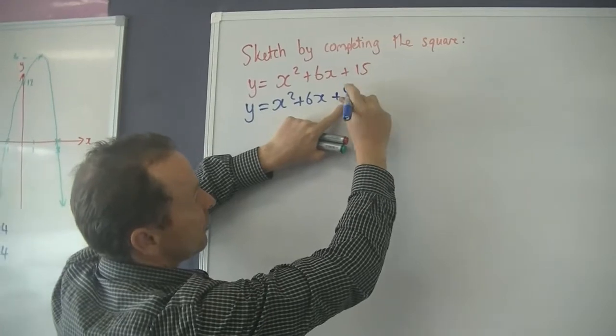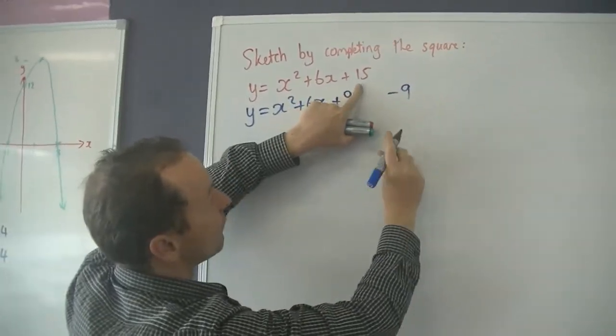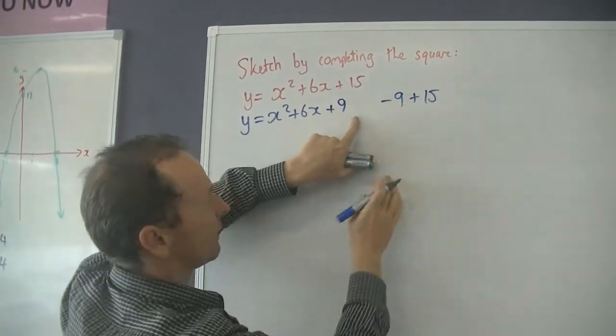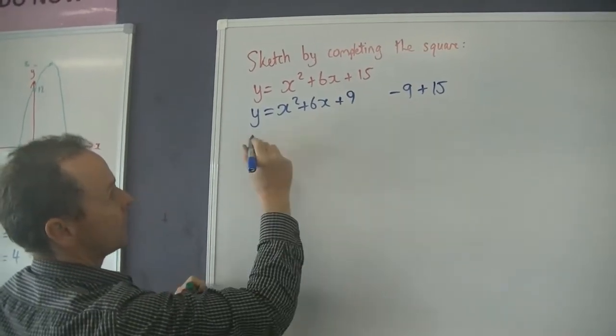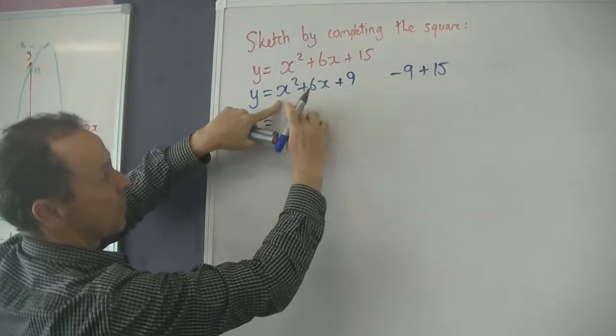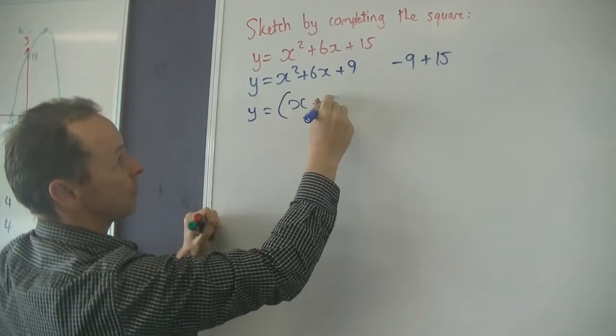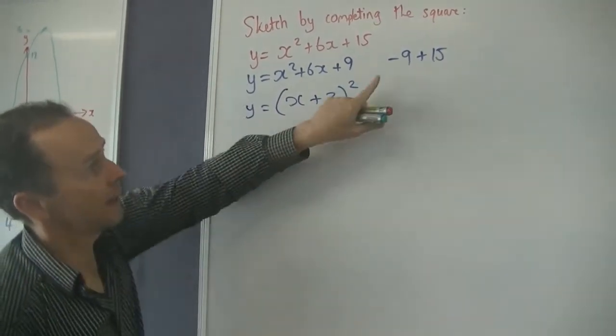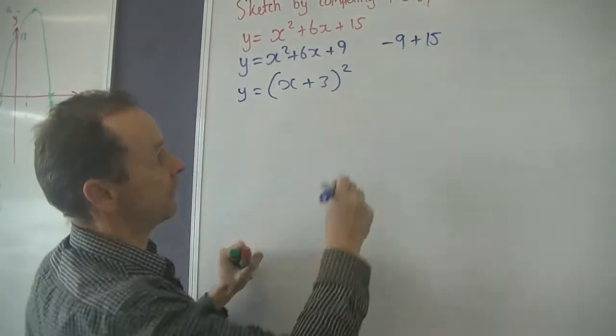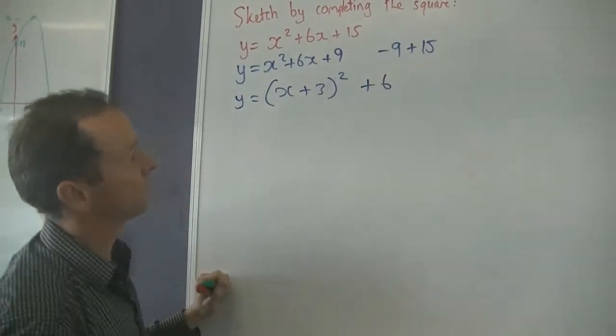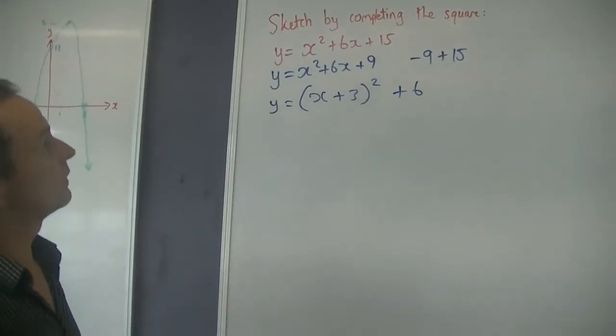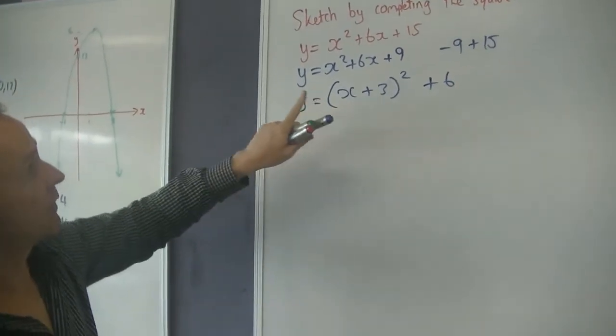Because you've added 9, you must subtract 9, and we've also got a plus 15 there as well. I leave a little gap so I can work this bit out first. So this bit here as a perfect square is x plus 3 all squared. And then here we've got minus 9 plus 15, which is plus 6. Alrighty, so now we've got that equation in turning point form.